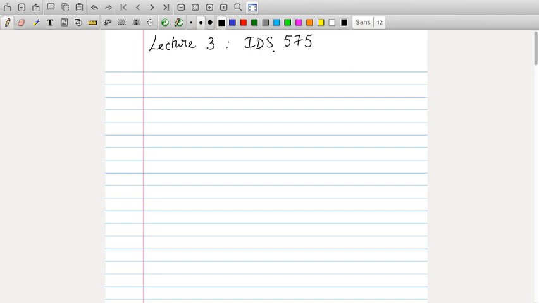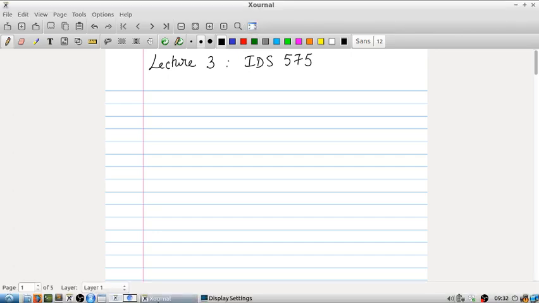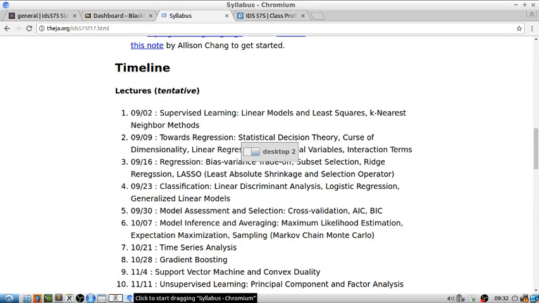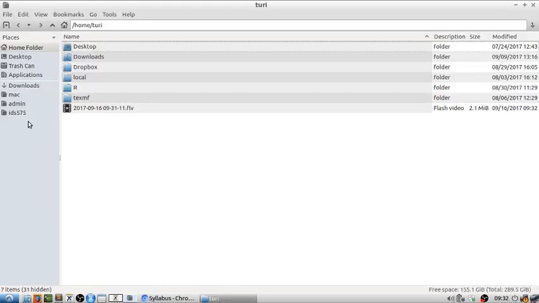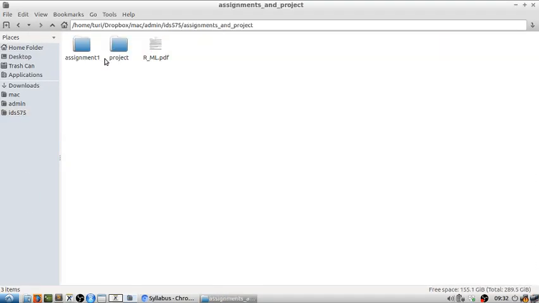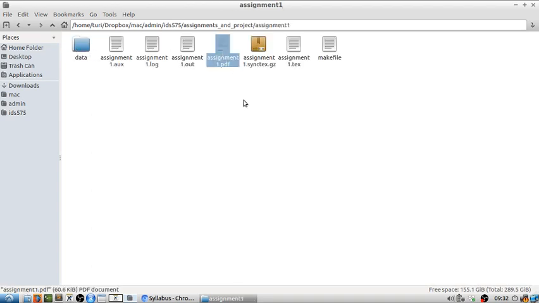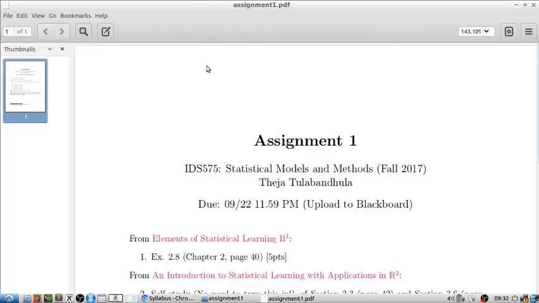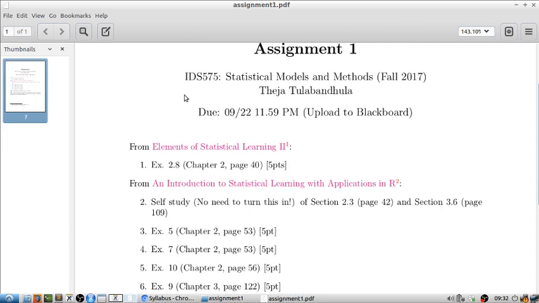Would it be possible to discuss the first question? It's so much more difficult than the other questions. I think the first question is a little bit open-ended. Okay, let me just bring the question out. It's not here, so let me... Exercise 2.8.